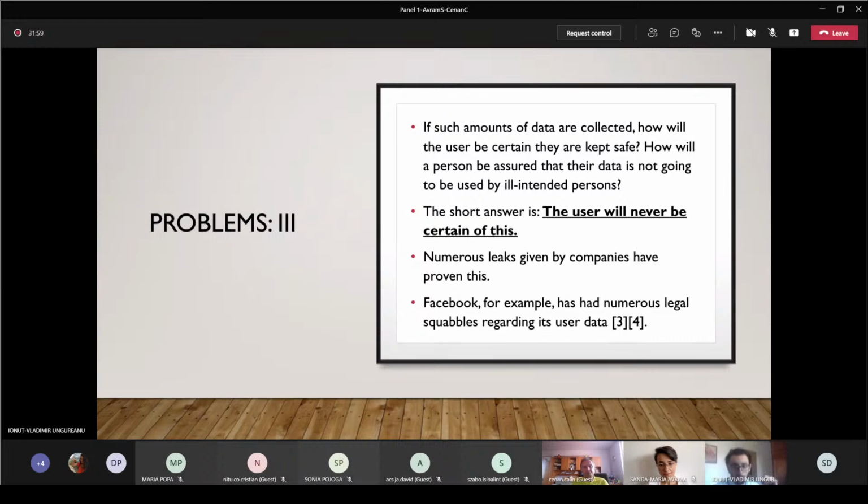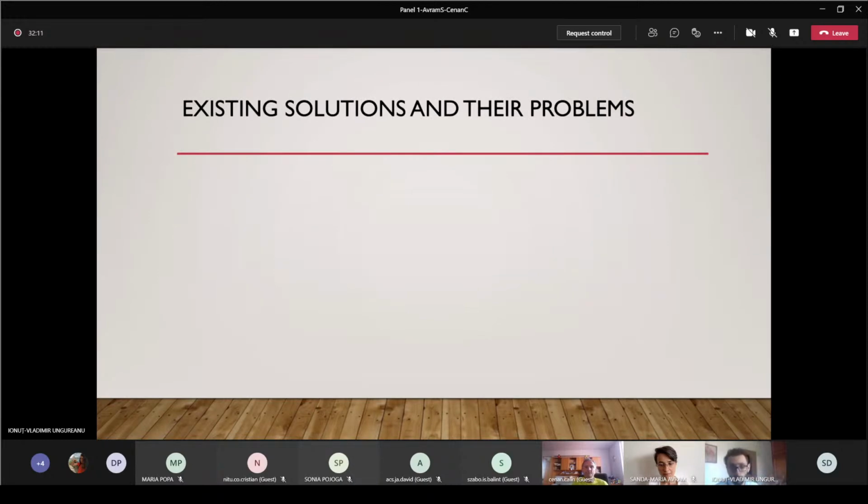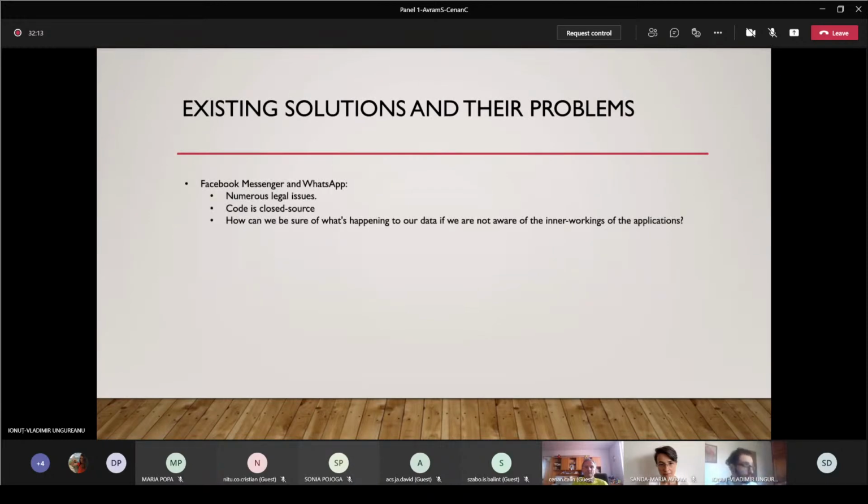The user will never be certain of the data they have. And we can prove this by the simple fact that we have had numerous leaks regarding this. Facebook, for example, has had a ton of problems. Now, given the fact there are solutions for communication, Facebook Messenger and WhatsApp, as I have told you, problems have already been there legally, morally, ethically, all of them. Besides that, the code is closed source. That means we can't know what's happening in there. Even if they tell us everything is okay, it might not be. As such, Messenger and WhatsApp are terrible choices for privacy.